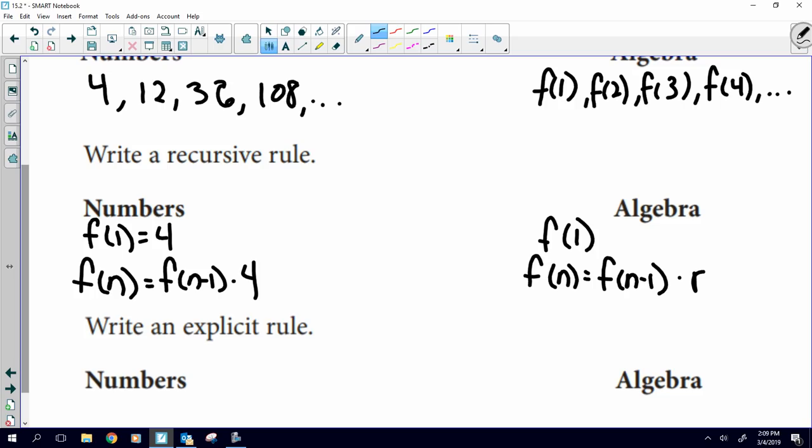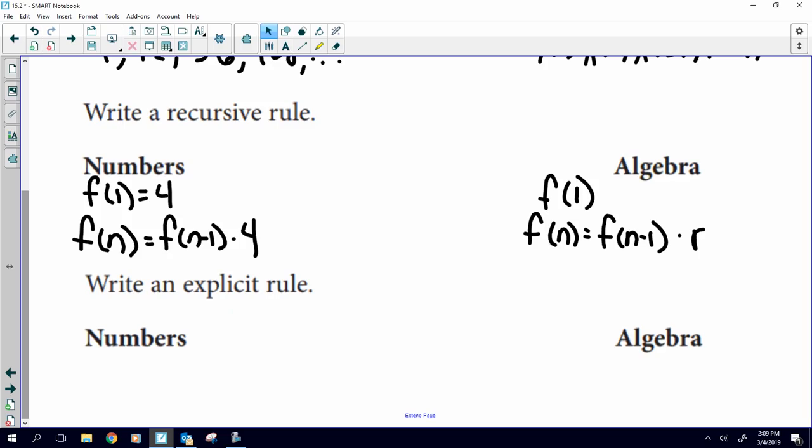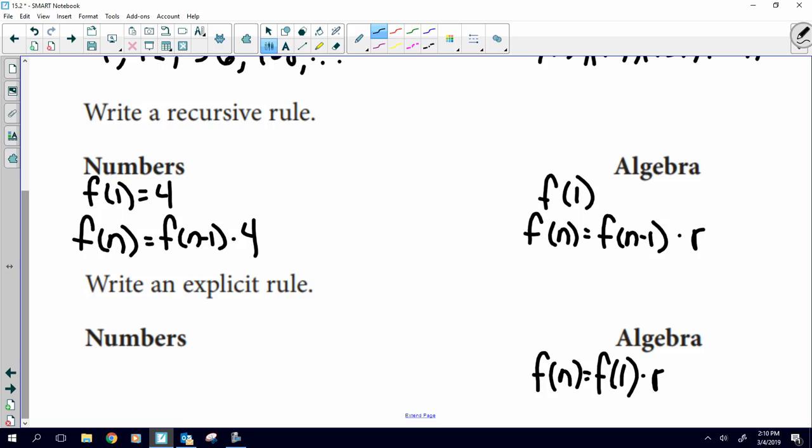Now, the explicit rule. The explicit rule I sometimes find a little bit easier to write, at least for me. But remember, it's not going to look like that. It's not going to look like the recursive at all. Okay, so I'm going to go ahead and write the general algebraic idea of the recursive rule. So you got your f of n is equal to f of 1 times your ratio to the power of n minus 1. And that's all you got to do is come over here and rewrite that.